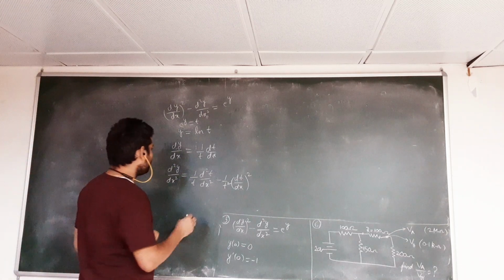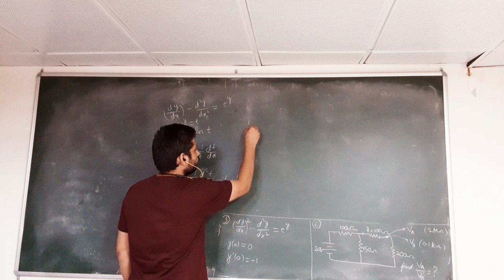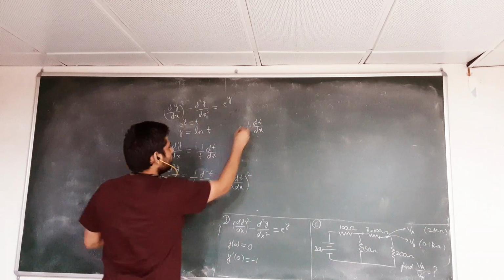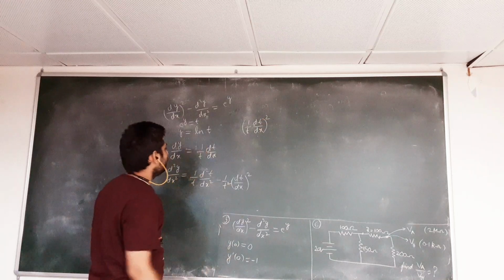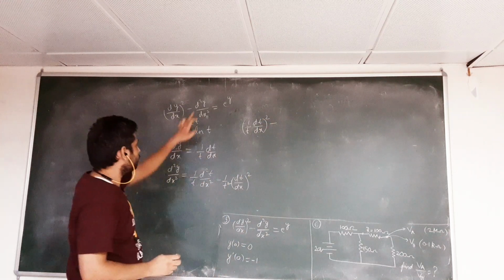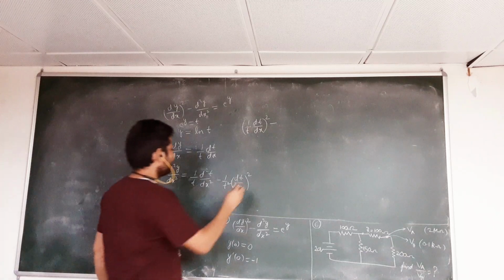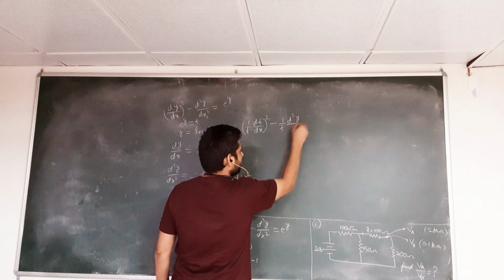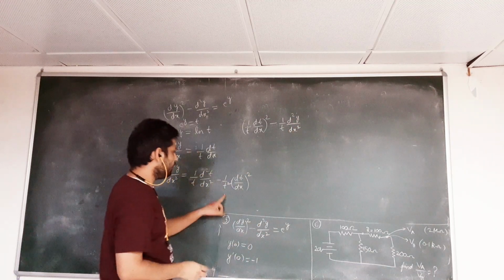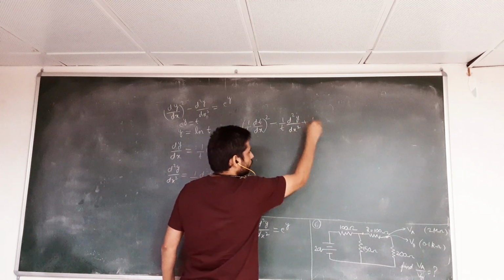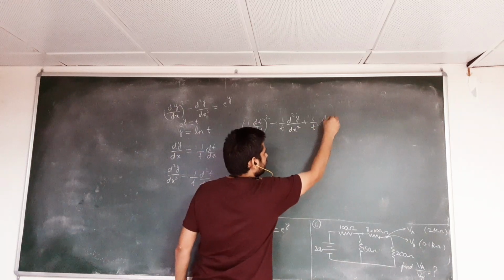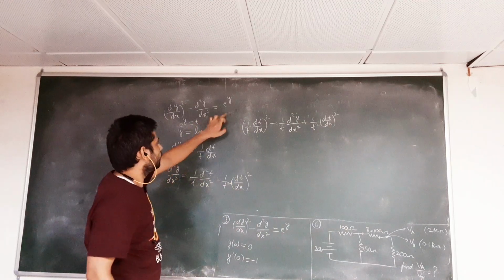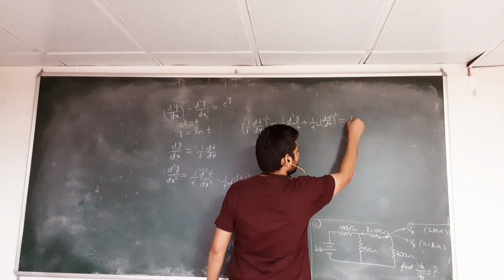So we will have 1 by t dt by dx, the first term, and we have to take the whole square, minus, you have to put d2y by dx square, this term, so it will be 1 by t d2y by dx square, then this term, it will be 1 by t square, again dt by dx whole square, then equals to e to the power y, that is t only.